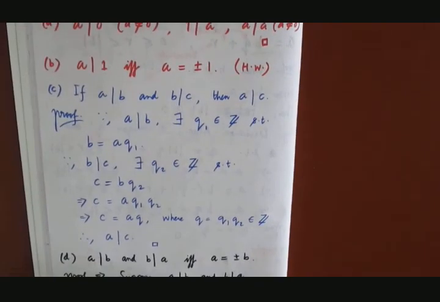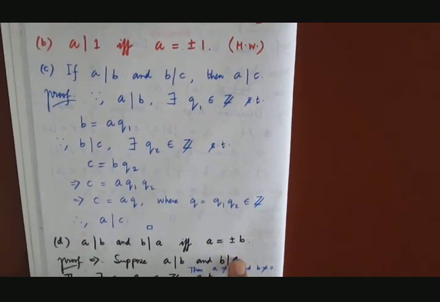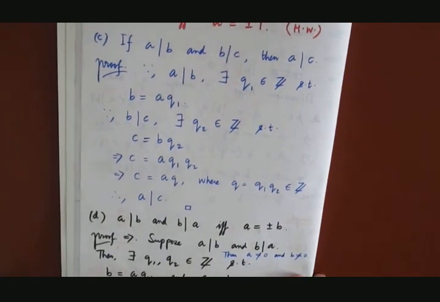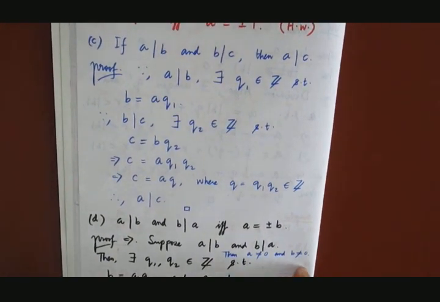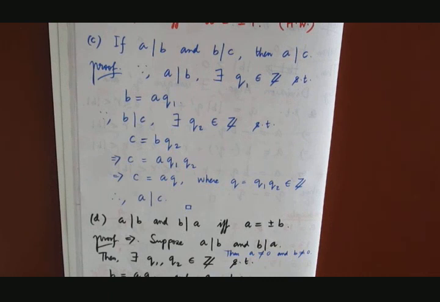Since it is given A divides B, A cannot be 0, and since B divides A, B cannot be 0. Now because A is non-zero, I can cancel A, so what I am getting is Q1 times Q2 equals 1. Any confusion till here? Okay, are you getting my point or no?